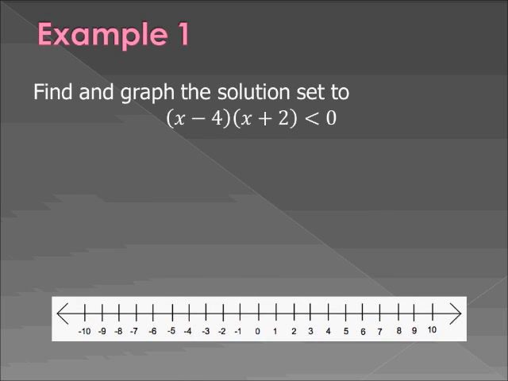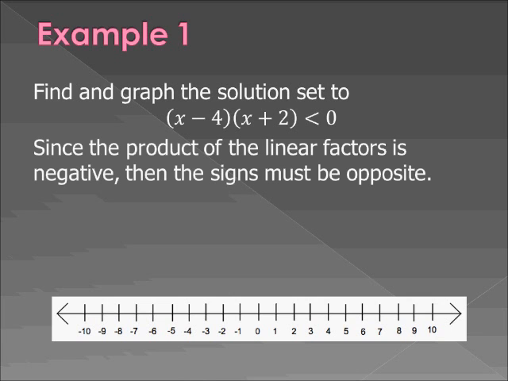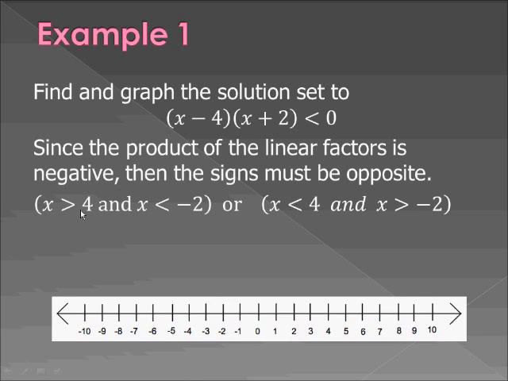Example 1. Find and graph the solution set to x minus 4 times x plus 2 is less than 0. So, because the inequality has a less than sign, you're going to want the product of the linear factors to be negative, so these two must have opposite signs. So let's consider the possibility first that this first term is positive. x minus 4 is positive when x is greater than 4. If this is positive, then we need the x plus 2 to be negative. That's true when x is less than negative 2. So with x's in this range, we will have a positive and a negative.